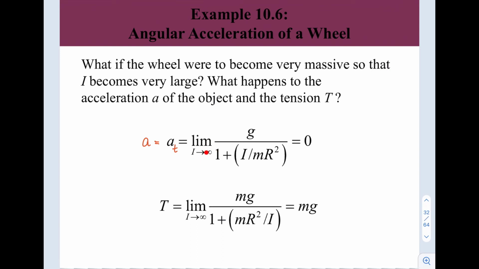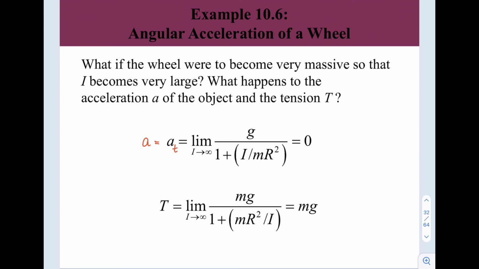to infinity, because I is so massive. So equation 5 will be like this: the limit of g over 1 plus I over mr squared, this is for A. We are going to take this limit where I is approaching infinity.